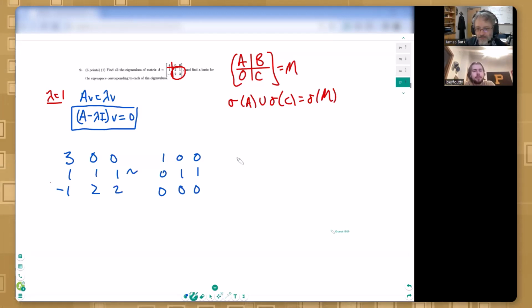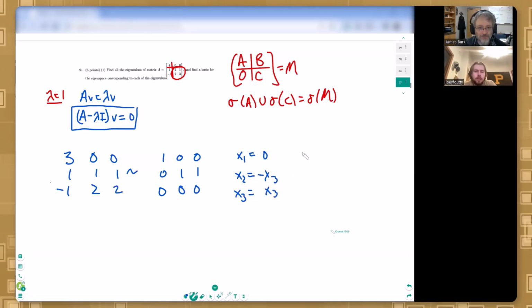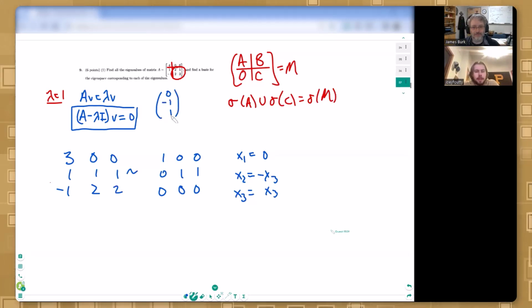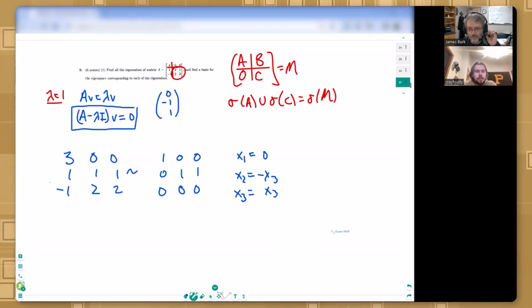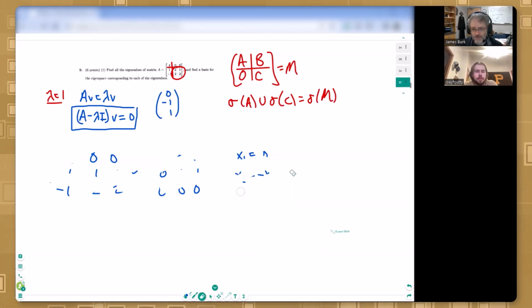Put into parametric vector form, and you see that x1 needs to be 0, whereas x3 is going to be the free parameter. It is what it is. So your eigenvector is going to correspond then to, pull out the x3, that right there. All right. Let's take a look at the next one.